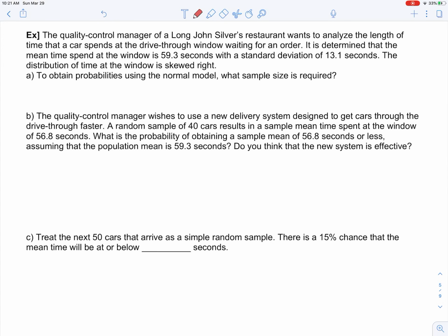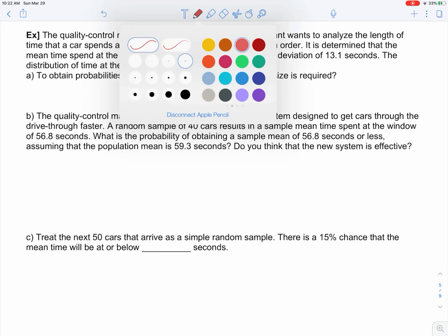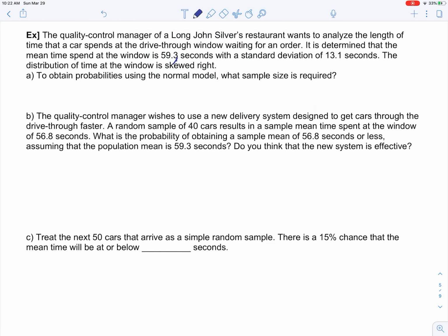So let's do a couple more examples. The quality control manager of a Long John Silver's restaurant wants to analyze the length of time that a car spent at the drive-thru window waiting for an order. It is determined that the mean time spent at the window is 59.3 seconds. So here we have mu. With a standard deviation of 13.1 seconds, here we have sigma. The distribution of time at the window is skewed right. So we know that the population is not normally distributed, it is skewed. So for part A, to obtain probabilities using the normal model, what sample size is required? The answer will be 30 or higher, or 30 or more.